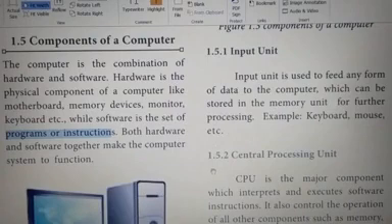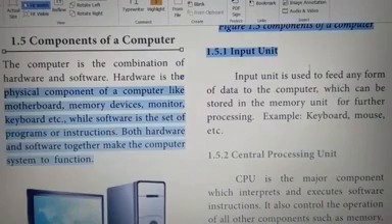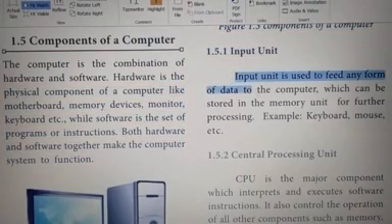Now we discuss the input unit. The three categories are very important in using a computer: input, processing, then output. This is the basic. Input means you give the input to the system. Input is used to feed any form of data to the computer, which can be stored in the memory unit for further processing. For example, the keyboard and mouse are the two things used to give input to the system.